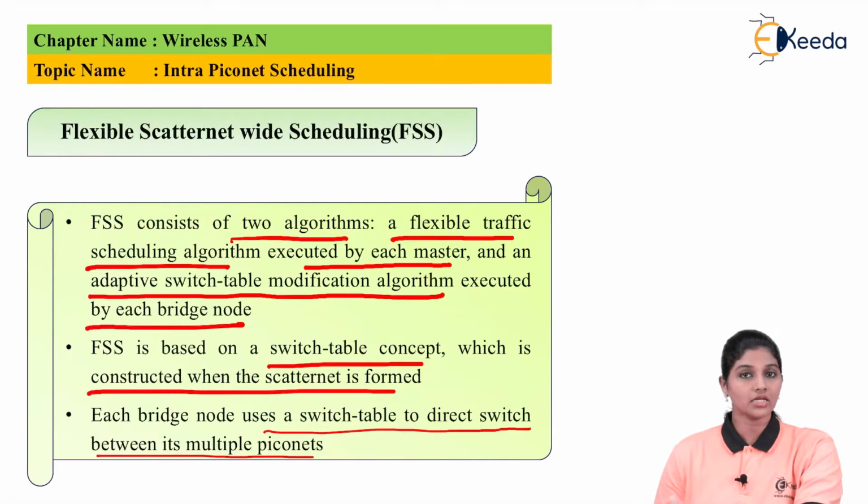So whenever the scatternet is formed, first of all the switch table is formed, and by using this switch table it is possible to perform the FSS scheduling algorithm.